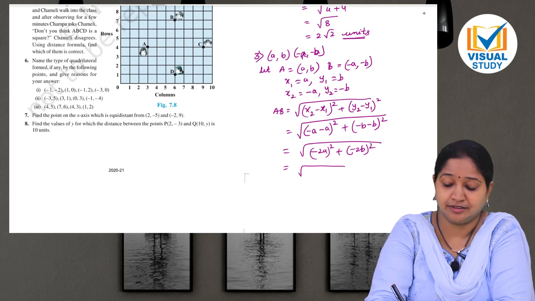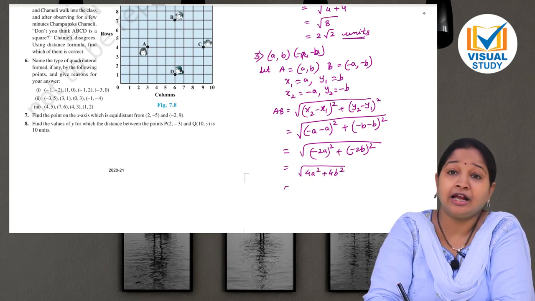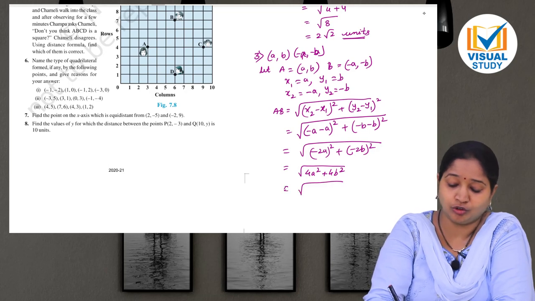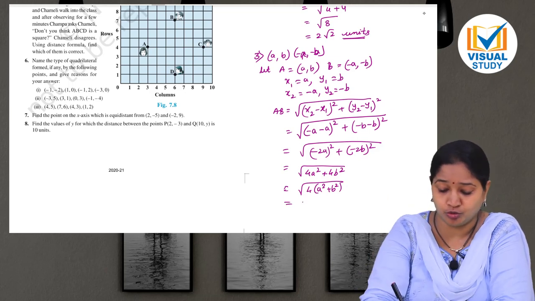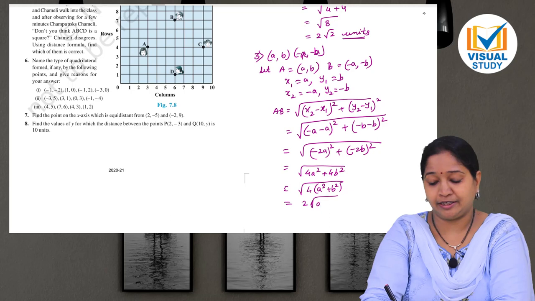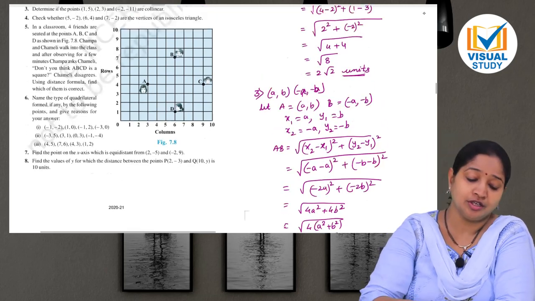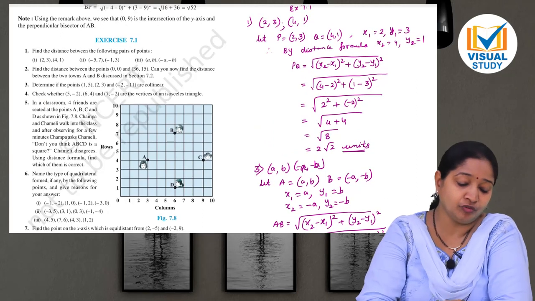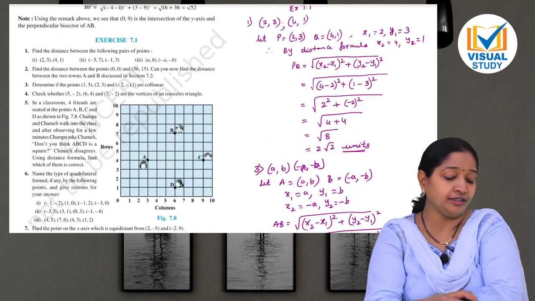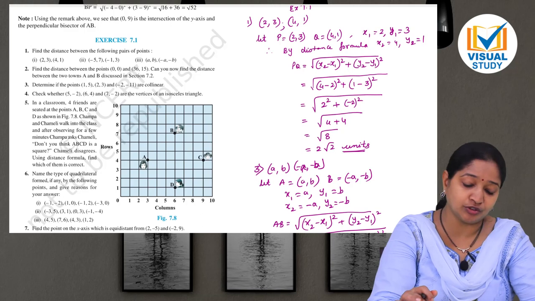That is 4a square plus 4b square. I'll do one thing. I'll just take out the common factor, that is 4 times a square plus b square. And what you get, square root of 4 is 2, and in the bracket you get the square root of a square plus b square. Yes, you cannot take the square root of a square plus b square separately. So question number 1 we have done. Now what is question number 2? Find the distance between the points (0, 0) and (36, 15).